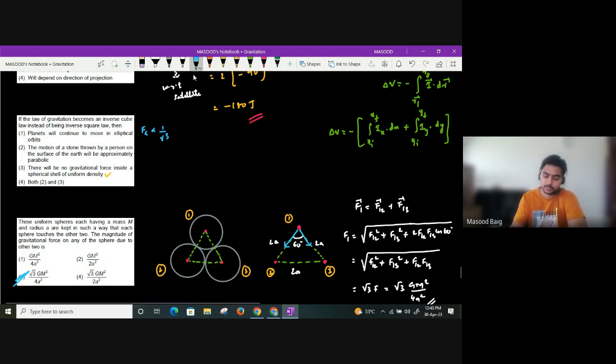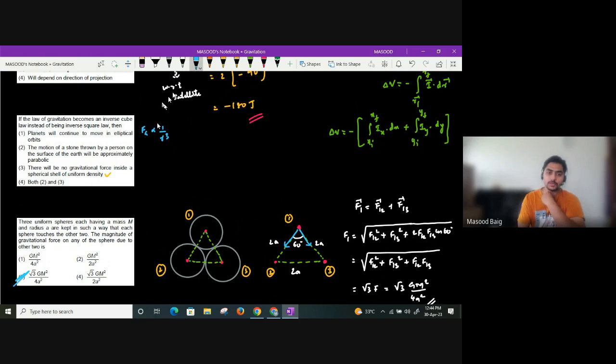So, how can we identify this? If the law of gravitation becomes an inverse cube law instead of an inverse square law, the motion of a stone thrown by a person on the surface of the earth will be approximately parabolic. If it is a planet, it will continue to perform elliptical motion. There will be no gravitational force inside a spherical shell of uniform density. Yes, because there is no mass inside, obviously there will not be any. The third one is correct. Planets will continue to move in elliptical orbit.